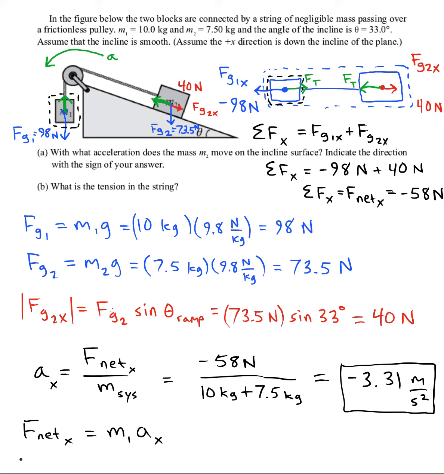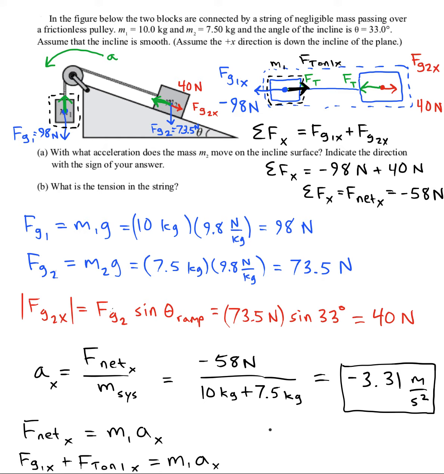Now the net force will be a combination of Fg1x plus Ft on 1x. This force here is Ft on 1 in the x direction. I'm talking about this one. Those are the two forces that act directly on M1. Okay, so we'll get this.